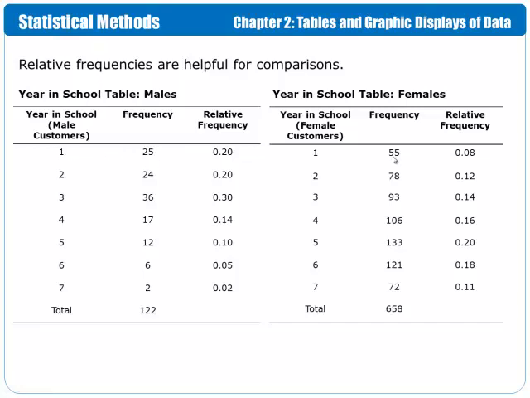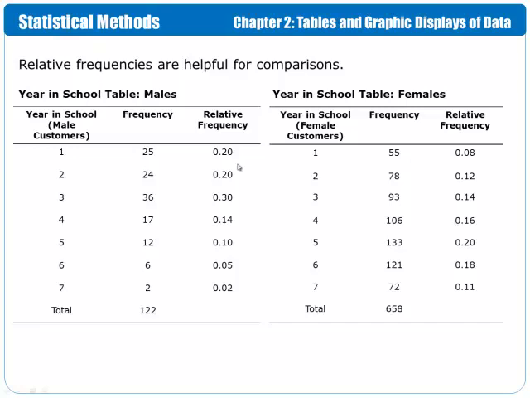So it may look like there's a higher percentage of females in their first year of school than there are males. But, in fact, that is not the case, because although the frequency of 55 is higher than the frequency of 25, there were also more females in the study than there were males. So when you look at the relative frequencies, you can see that 20% of the male customers were in their first year, whereas only 8% of the female customers were in their first year. So looking at the relative frequencies can be more useful than looking at the frequencies for comparison purposes.